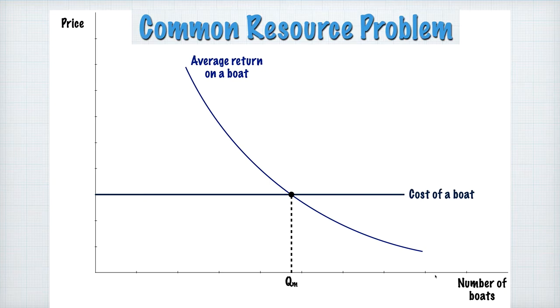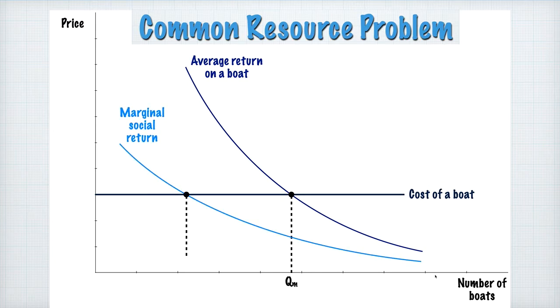When you're there by yourself, you can catch as much fish as possible. If we start adding additional boats, they are going to start catching fish, and they might catch fish that you otherwise would have caught. So the average return per boat is going to decrease with the number of boats that are on that particular lake. So if we have this average return on a boat declining, that means that the marginal social return is also declining. So let me give you an example.